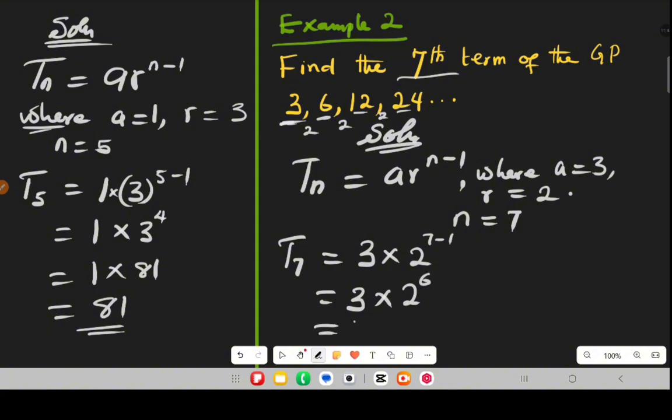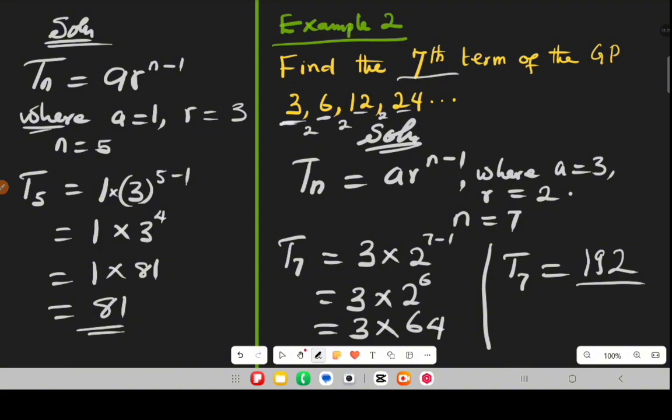Then we have 3 times 2 raised to the power of 6, which means 2 multiplied 6 times. That is 2 times 2 is 4, 4 times 2 is 8, 8 times 2 is 16, 16 times 2 is 32, and 32 times 2 gives us 64. Then our final answer, T7, is 3 times 64. 3 times 4 gives us 12, carry 1. 3 times 6 gives us 18, plus 1 gives us 19, which is 192.